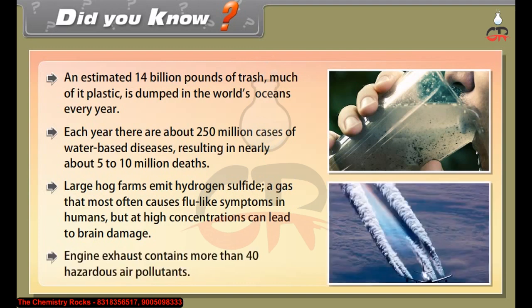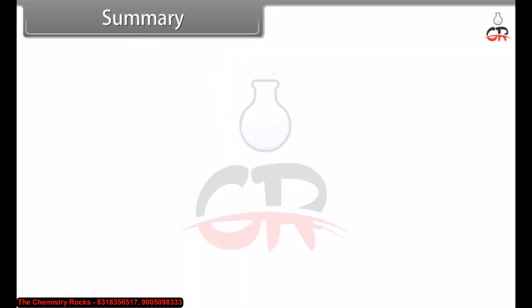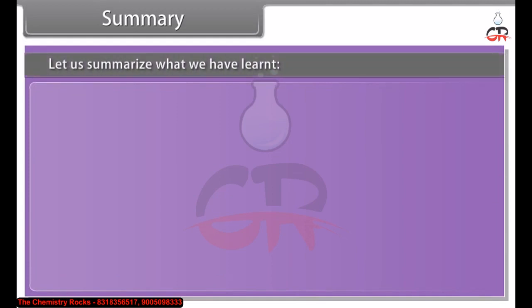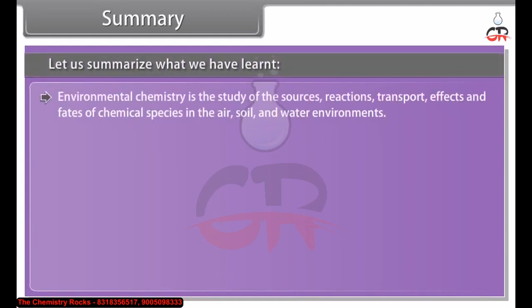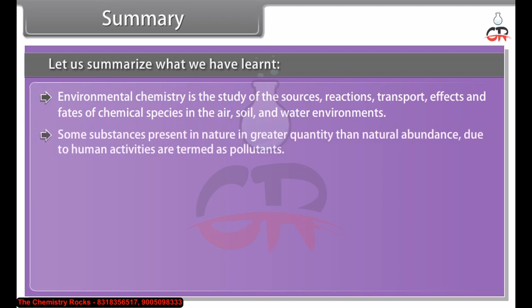Summary. Let us summarize what we have learned. Environmental chemistry is the study of the sources, reactions, transport, effects and fates of chemical species in the air, soil and water environments. Some substances present in nature in greater quantity than natural abundance due to human activities are termed as pollutants. Chemical oxygen demand is a parameter to determine organic matter present in water.